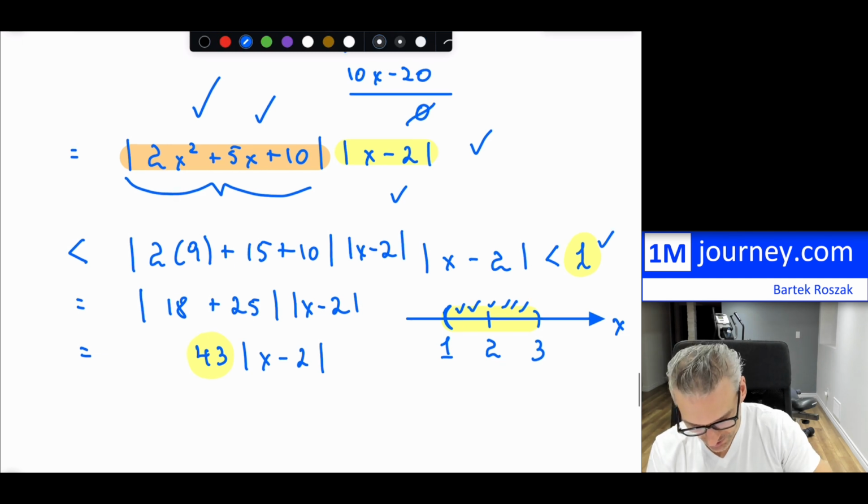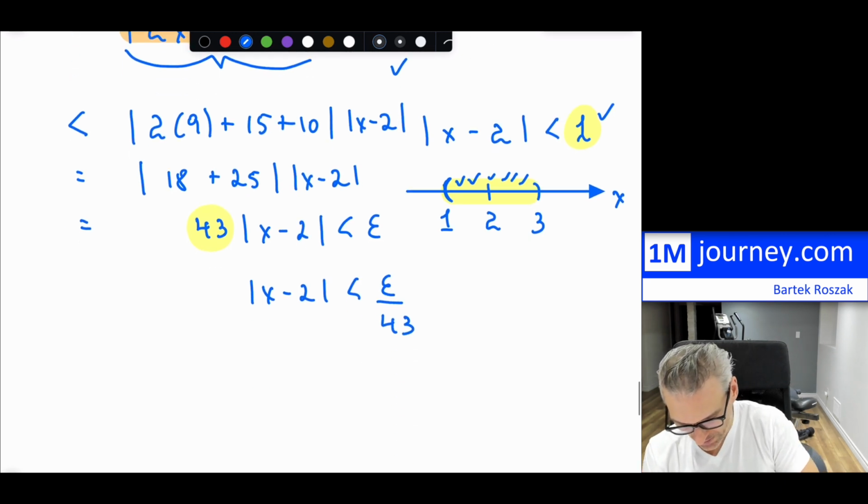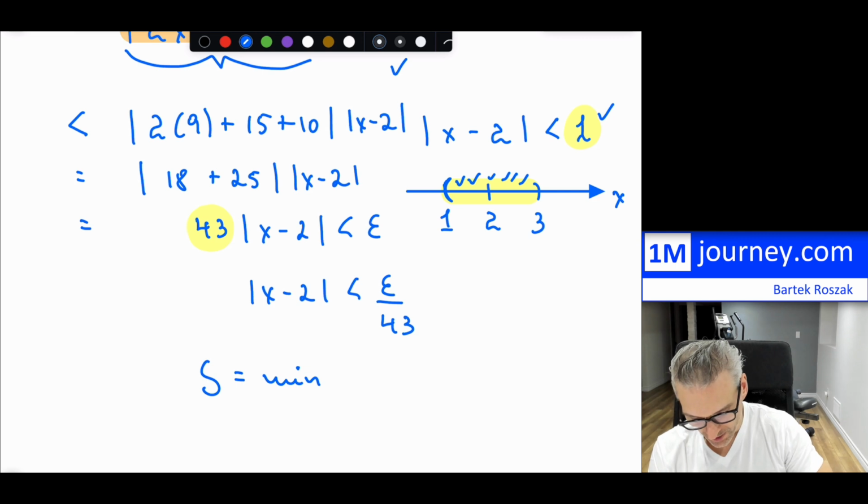Now this is supposed to be less than epsilon, which means that for x minus 2, we can set epsilon and then divide both sides, and you found your delta. This is going to be true for pretty much all the polynomials that you do whenever you're trying to fix a bound. So I picked 1, and then you get epsilon over 43.